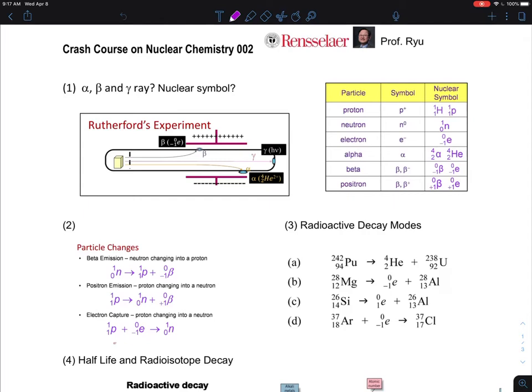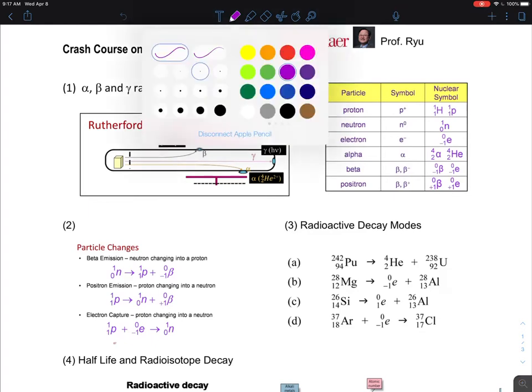We deal with this concept from the kinetic equation, the first order equation, and radioactive decay is a first order reaction in most cases. So therefore we just need to focus on the first order kinetics and the meaning of the half-life once more. But let's get started with something that is unique to nuclear chemistry.